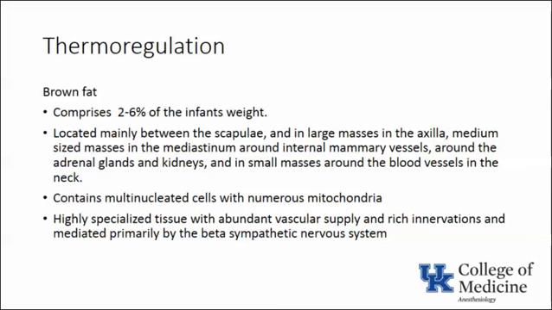A few words on brown fat. It's about 2 to 6% of an infant's body weight, and it's mainly located between the scapula. A large part of it is also in the axilla, some amount in the mediastinum. They contain multinucleated cells with numerous mitochondria. Remember, these cells are highly specialized. They have abundant vascular supply and neural supply, and these innervations are primarily mediated by the beta sympathetic nervous system.